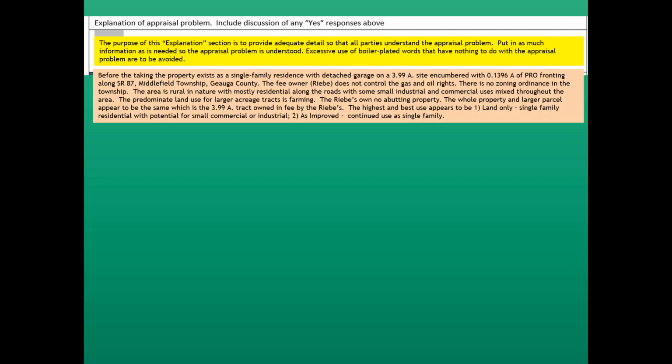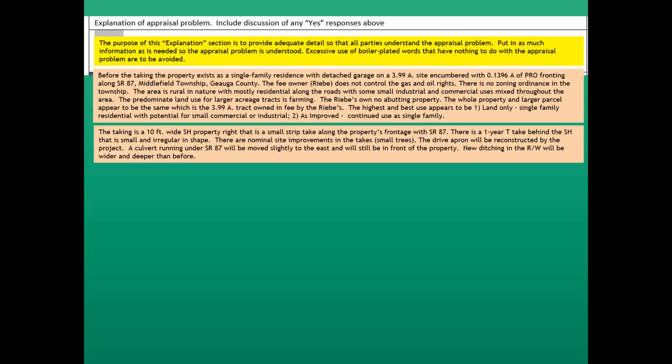First paragraph. Before the taking, the property exists as a single-family residence with a detached garage on a 3.99 acre site encumbered with 0.1396 acres of PRO, fronting along State Route 87, Middlefield Township, Geauga County. The property owner, who is Ryby, does not control the gas and oil rights. There is no zoning ordinance in the township. The area is rural in nature, with mostly residential along the roads, with some small industrial commercial uses mixed throughout the area. The predominant land use for larger acre tracts is farming.